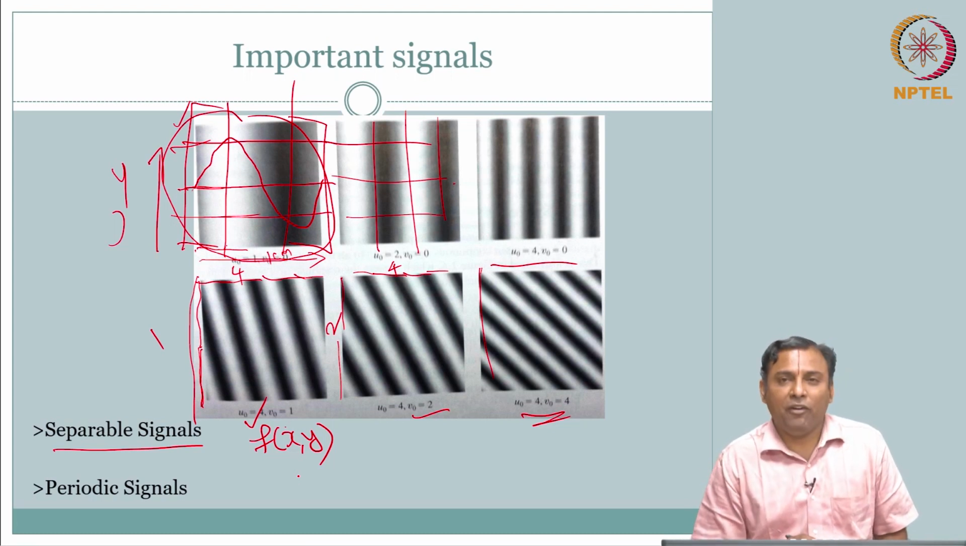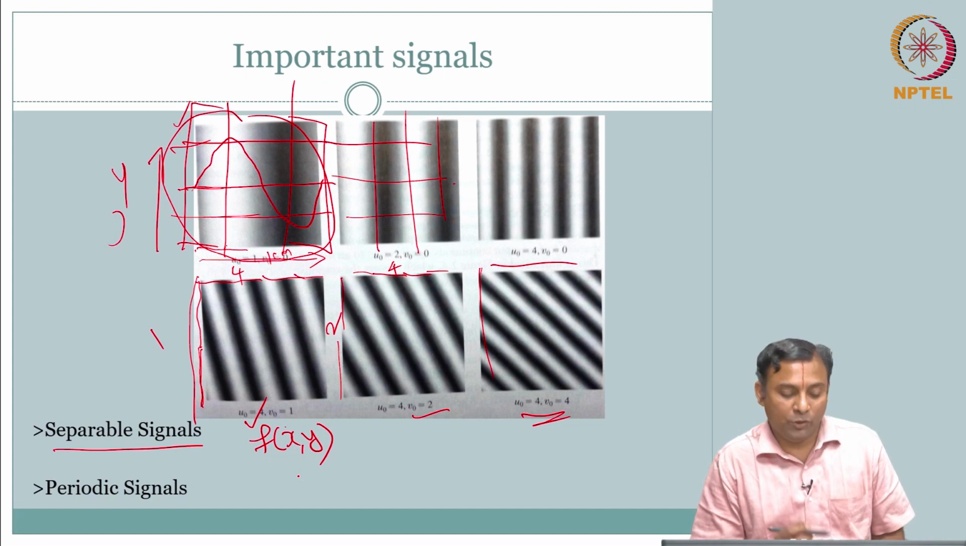So, f of x comma y is a two dimensional signal, but I am telling you, I have done a lot of work in one dimension, I have taken courses, I have done so many problems, I have all the solutions ready for one dimension.